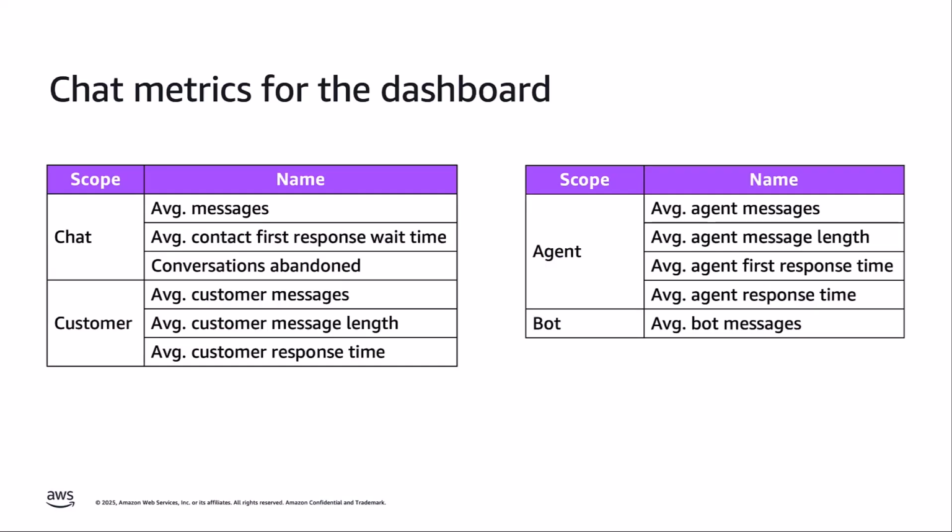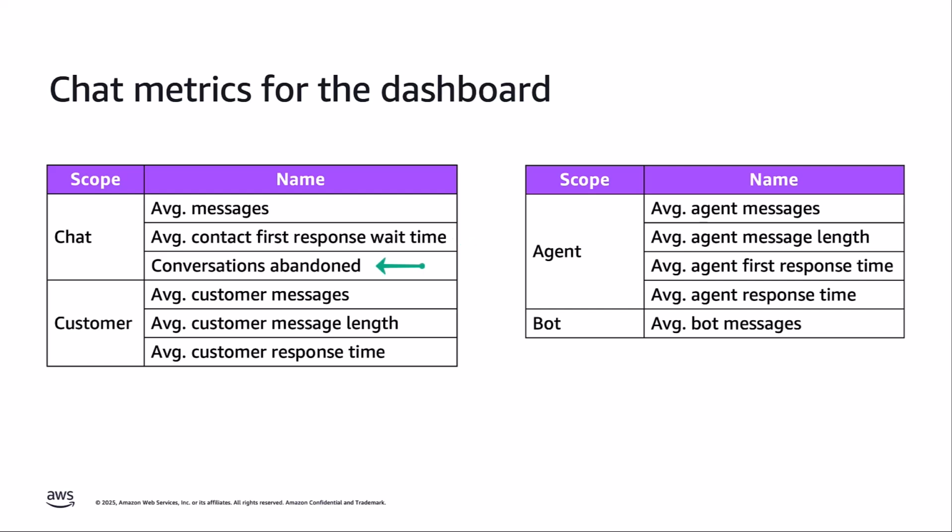Let's start by reviewing which chat metrics we are going to use for the custom chat dashboard. These metrics are split in 4 different scopes. Metrics related to the chat contact, to the customer, to the agent, and the bot. Let's review them. Average message is the result of dividing all the chat messages by the number of chat contacts. Average contact first response wait time is the average time in seconds elapsed from when the chat session enqueued to the first agent reply to the customer.